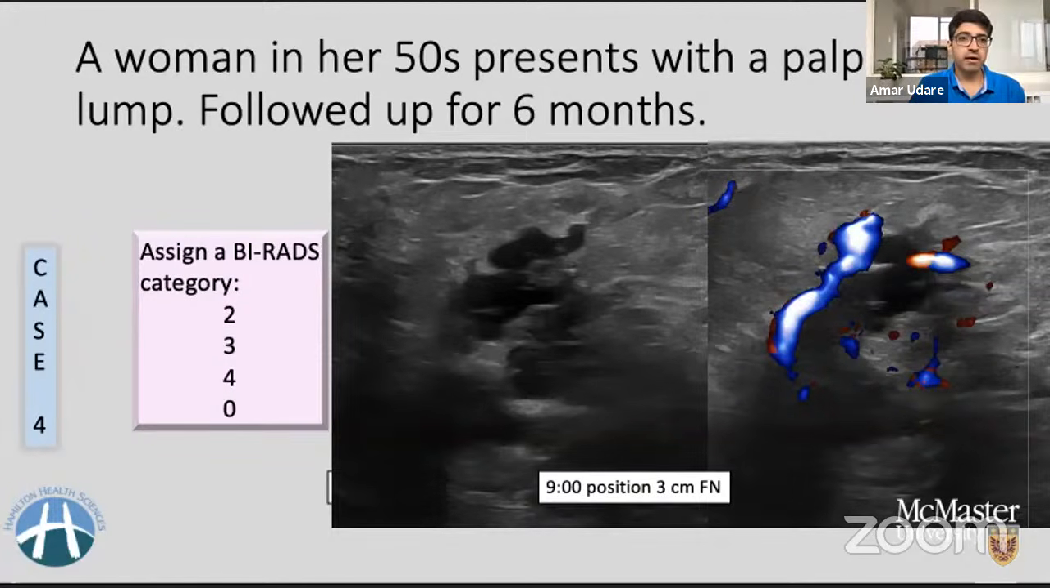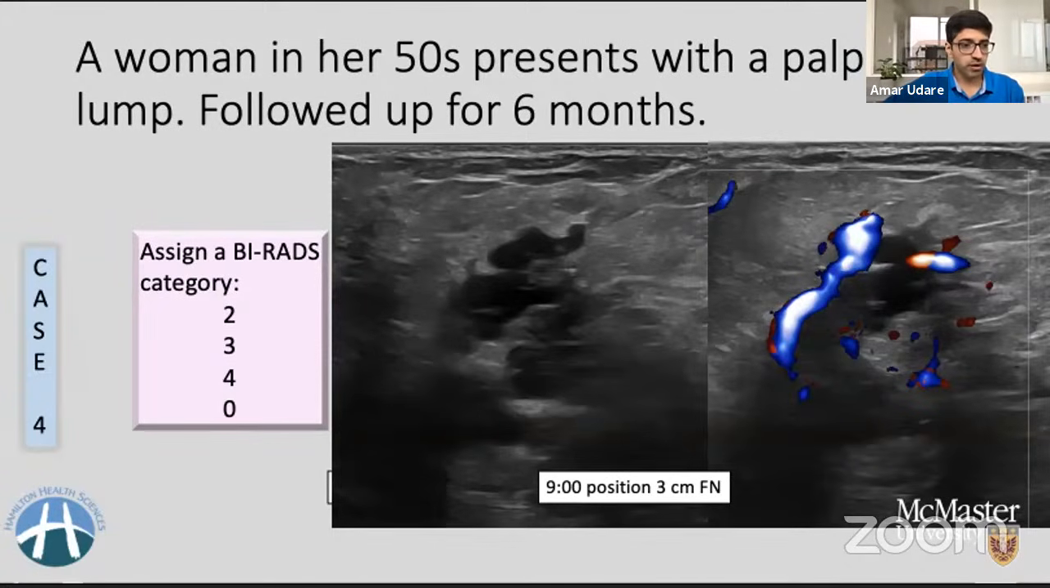So we have a woman in her 50s who is presenting with a palpable lump. She was followed for 6 months, so she was recommended a BI-RADS 3 follow-up. So look at this image. It is at 9 o'clock position, 3 centimeters from the nipple. Go ahead and assign a BI-RADS category to this finding. Do you think that it is BI-RADS 3, 4, 2, or 0? What category do you feel fits best?